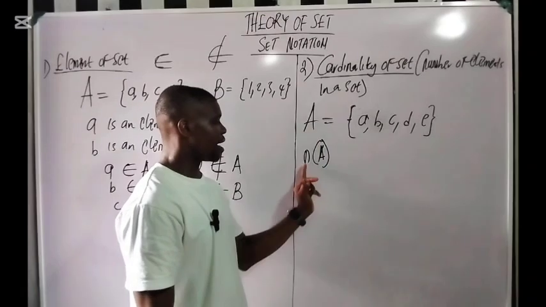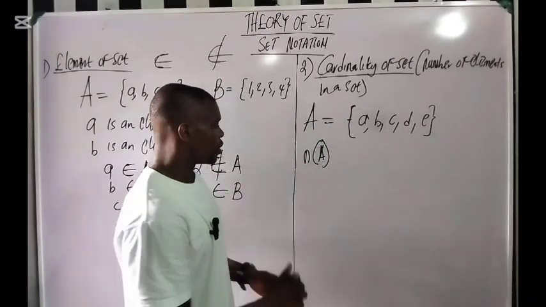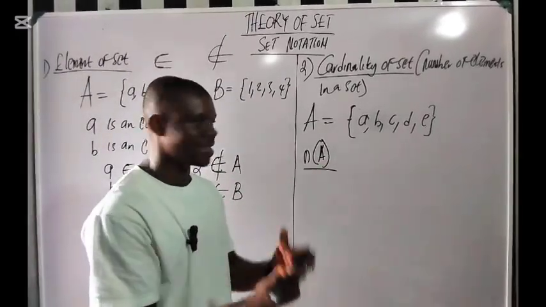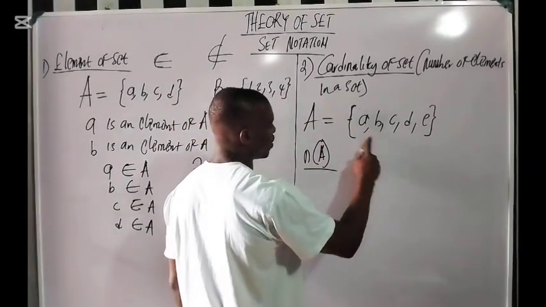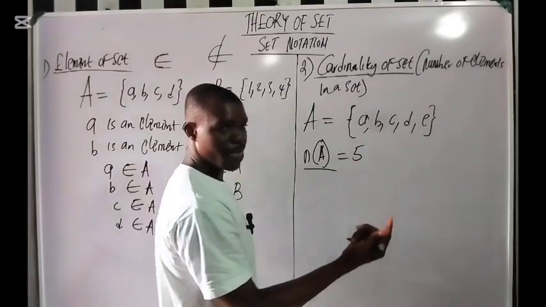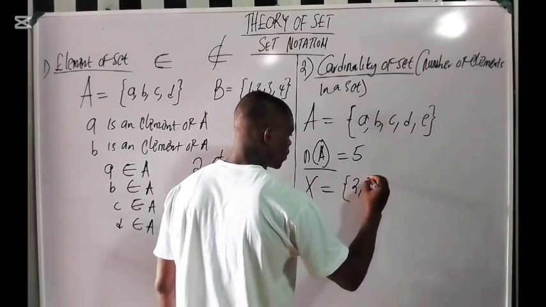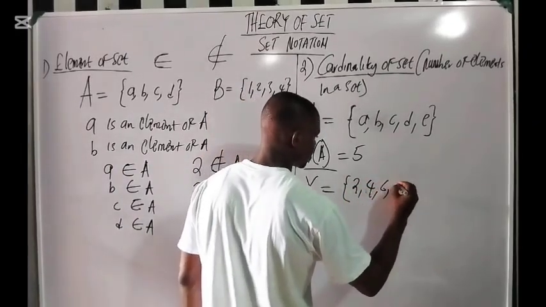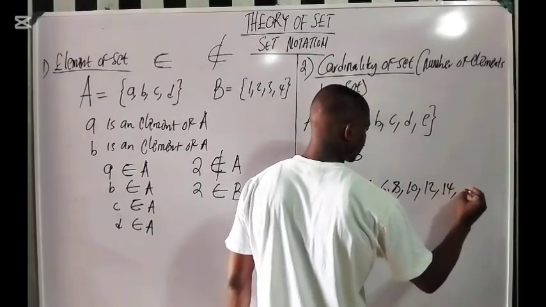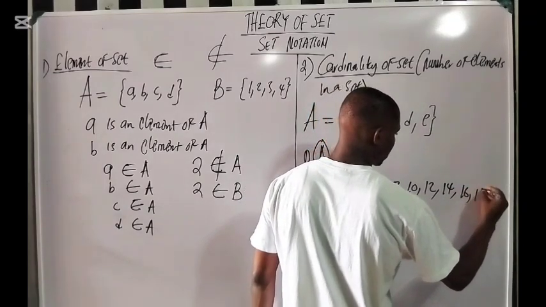So n, then open bracket, then the set itself. This represents the cardinality of that set, the number of elements in that set. How many elements do you have here? 1, 2, 3, 4, 5. So the cardinality of this set is 5. If, for example, we have x equals 2, 4, 6, 8, 10, 12, 14, 16, 18, 20.